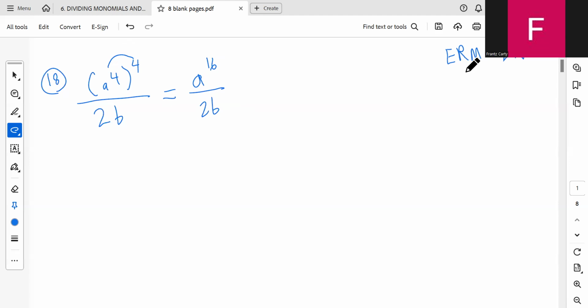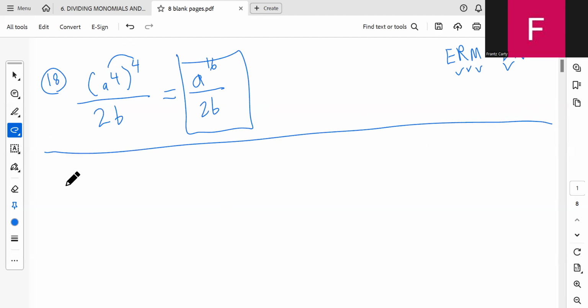Any reorder I can do? Any multiplication I can do? No. Any division I can do? Do I have any negative exponents? We finished. Questions?